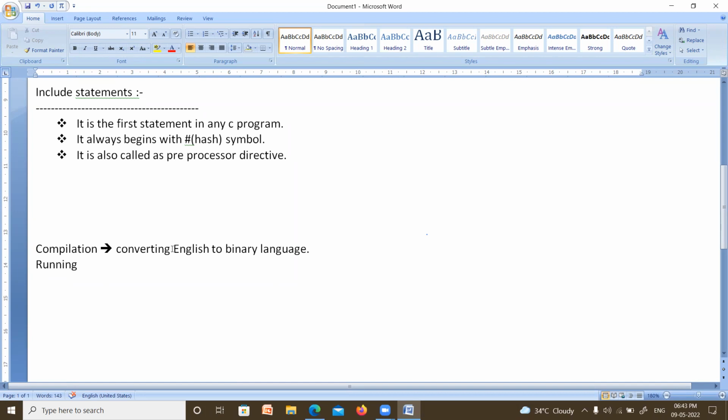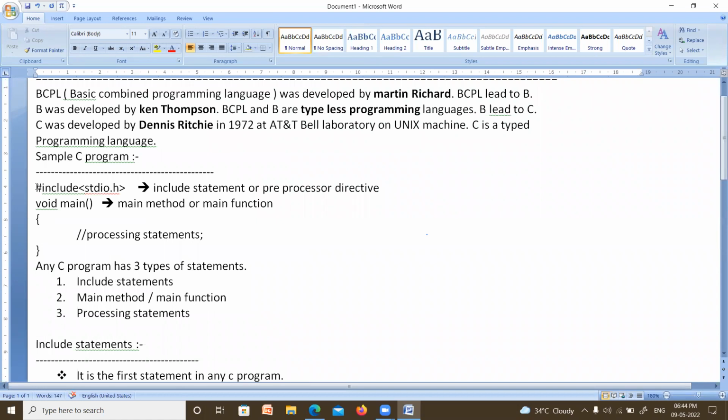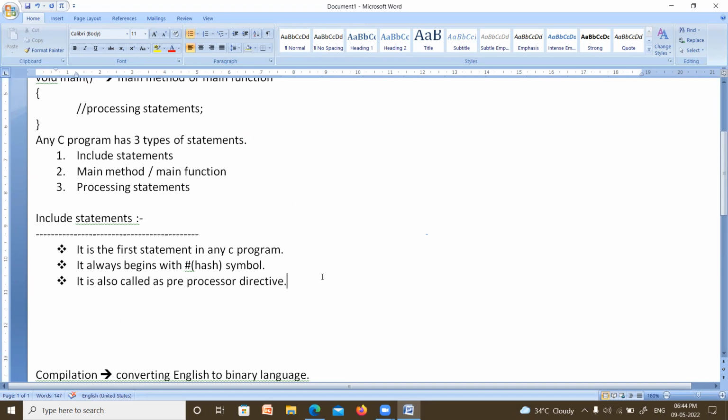After converting your English program into binary language, the computer can understand it and will execute it. That process is called running, meaning executing the program. Now, this line will be executed at the time of compilation, not at the time of running. So it is called a preprocessor directive. It will be executed at compile time.